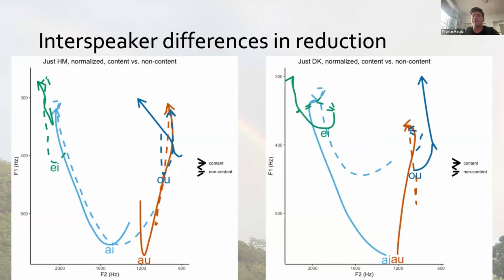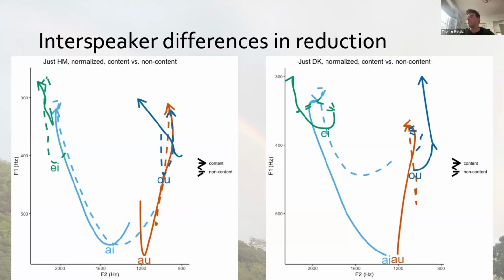Another thing to keep in mind is that there's interspeaker variation. So as a sociolinguist, I'm also interested in how the speakers differ. We can see a speaker on the left who has almost no or basically no reduction of his non-content words, whereas a speaker on the right has a lot of reduction of these non-content words. So figuring out these non-content words.